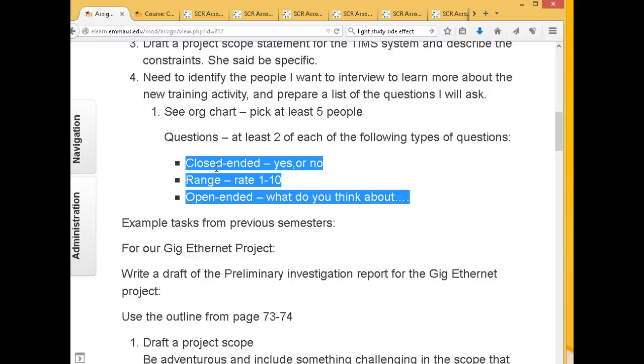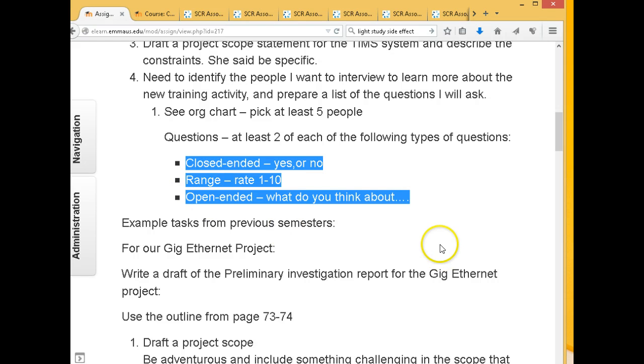Yes or no, do you want this? Yes or no, is this a need? Lay it out in a nice professional way. Try not to make them too leading questions. And remember, the open-ended questions, it's harder to summarize, harder to assign numbers to them, but you can have a place for gathering them in maybe a general comment area, and you can summarize comments.